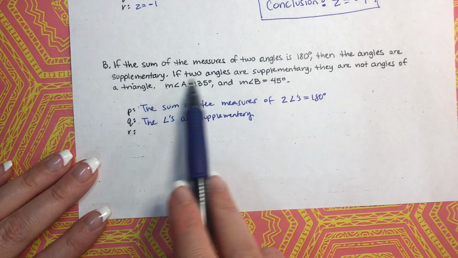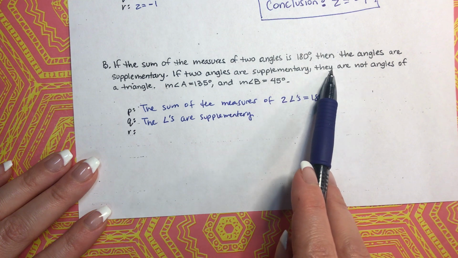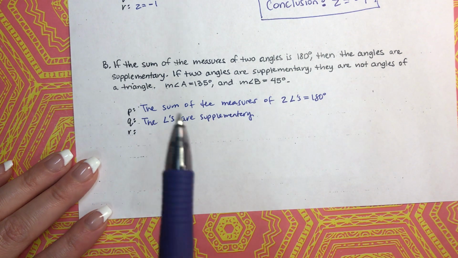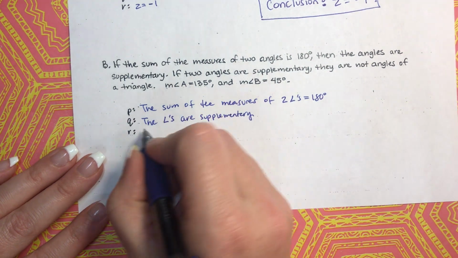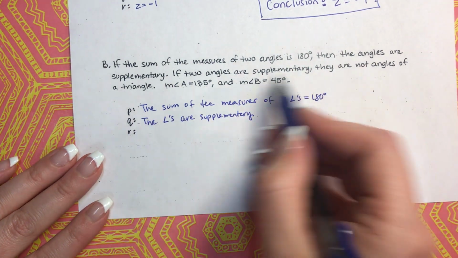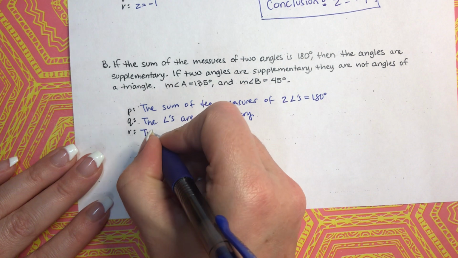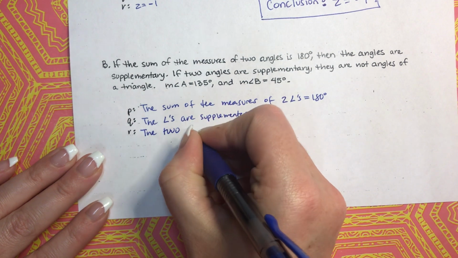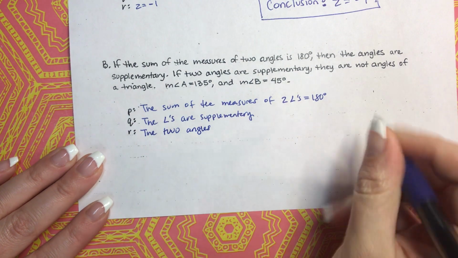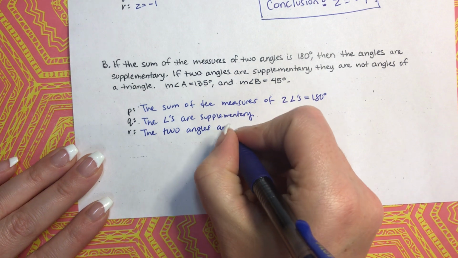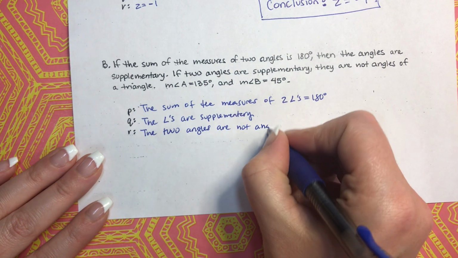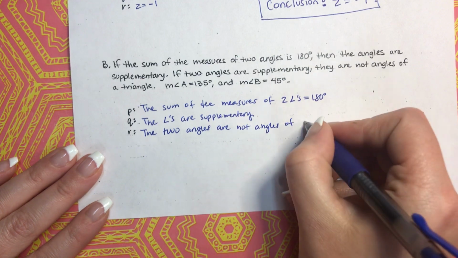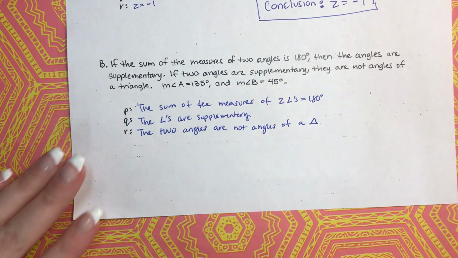Okay, if the angles are supplementary, they are not angles of a triangle. "They" is referring to the two angles. The two angles are not angles of a triangle. Okay, perfect.